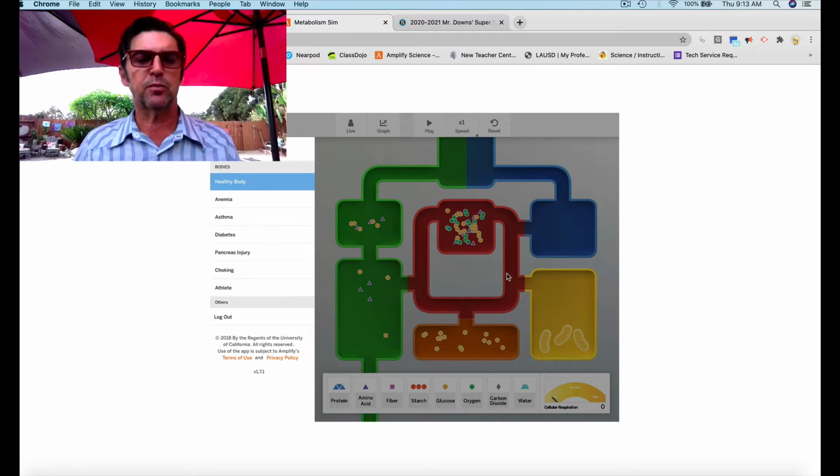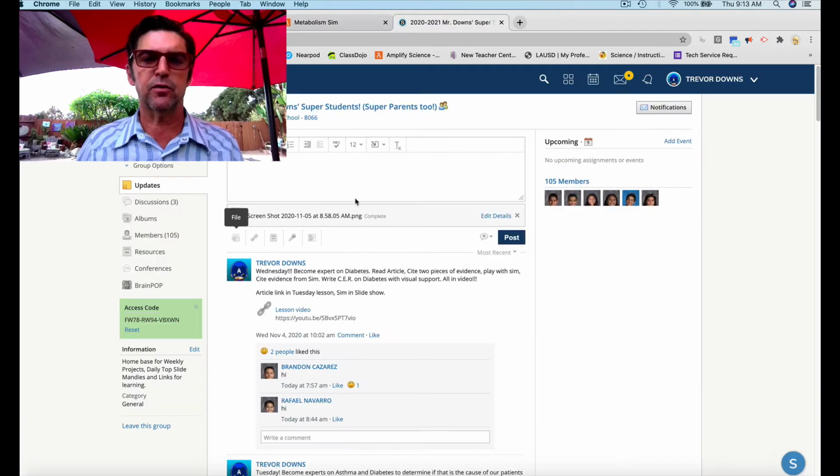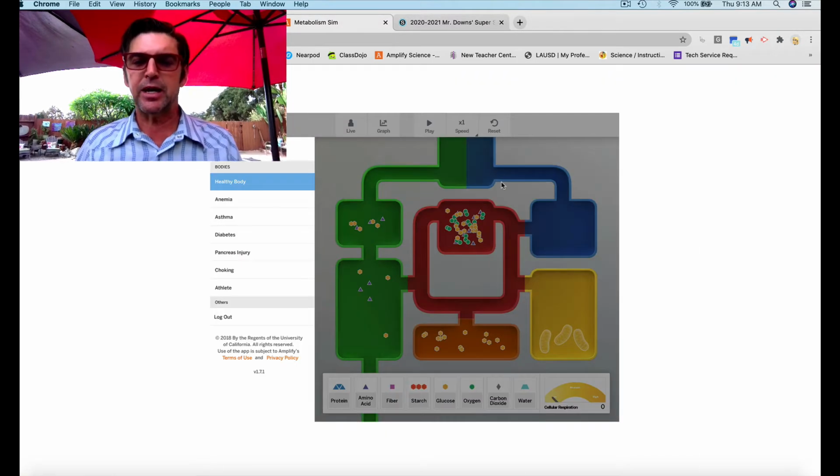All right, start playing, watch healthy body, go back and look at your screenshot over here in the groups, and just kind of see if you can figure out, does she have asthma or diabetes? Go.